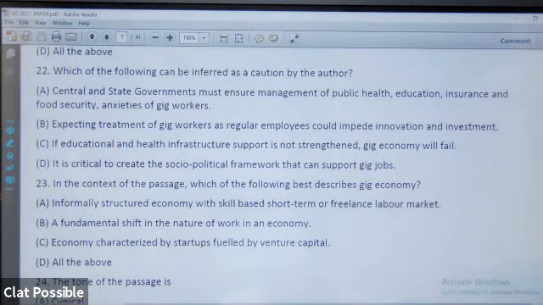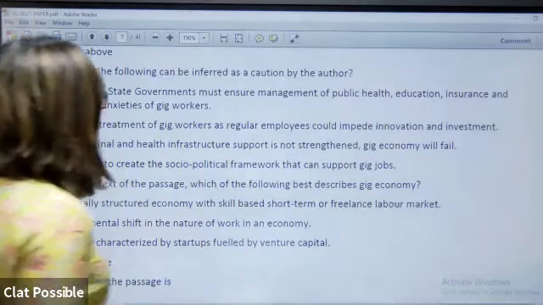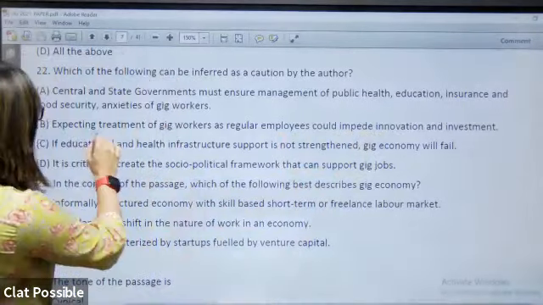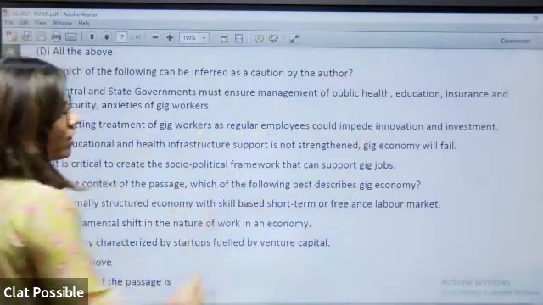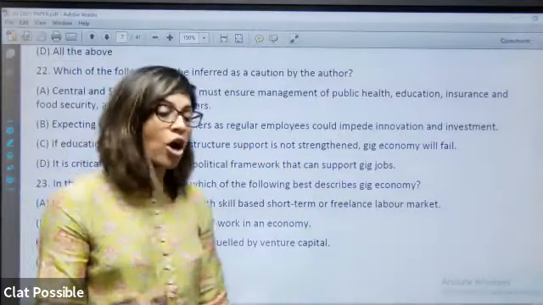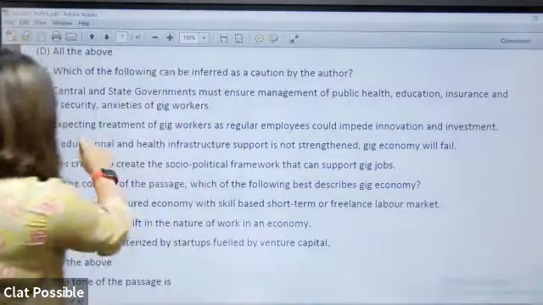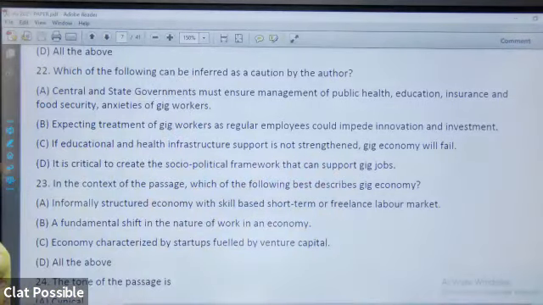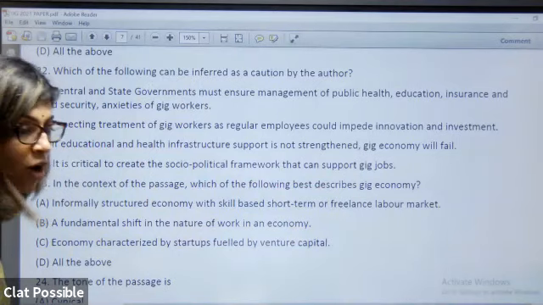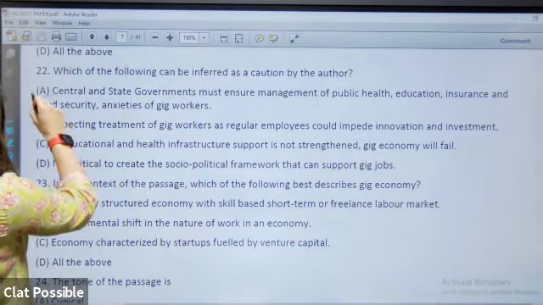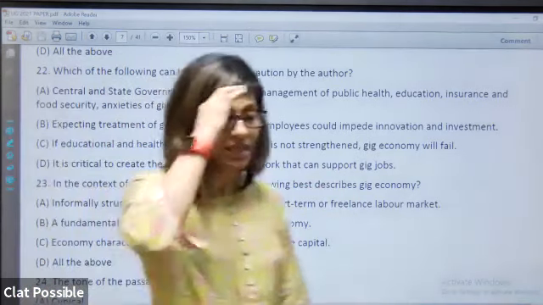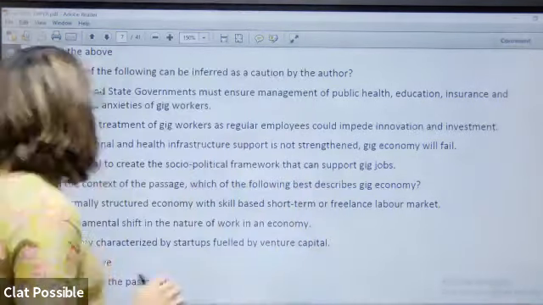So the author is not saying that it will impede innovation. The author just says that if you think gig workers will be regular employees, then it is not practical. So B is an exaggeration, C is an exaggeration. It's not as if the gig economy will fail. It is still going on. What the author is only saying is that the government has to just ensure that basic things are provided to these guys. So the answer will be option A.